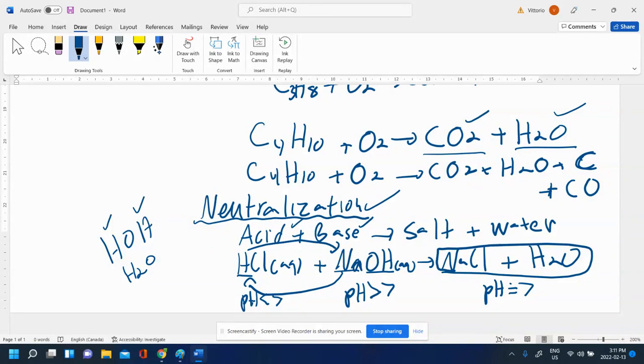And that's why it's called a neutralization reaction between an acid and a base. Looks like a double displacement, but again, it's a special type of double displacement between acid and base.